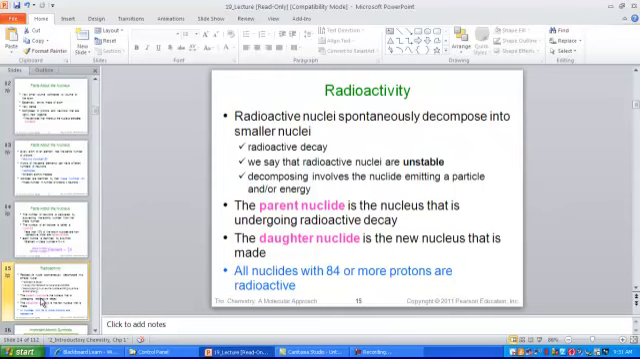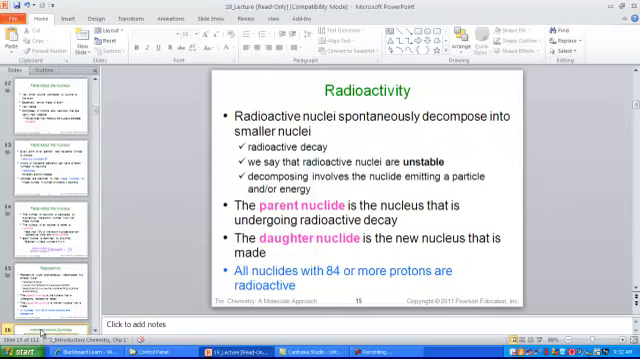Radioactive nuclei spontaneously decompose into smaller nuclei, and that's what's known as decay. And remember that the more stable the arrangement, the slower this process occurs. Some elements, of course, decompose within fractions of a second. Some take thousands and thousands of years to undergo decay. However, they would be considered spontaneous. The word spontaneous doesn't give us any indication of how long the process takes, just the fact that it is occurring. So radioactive decay is spontaneous as they decompose into smaller nuclei.